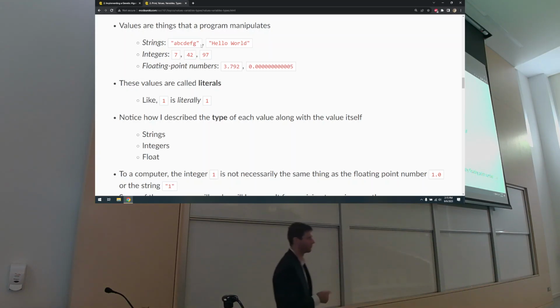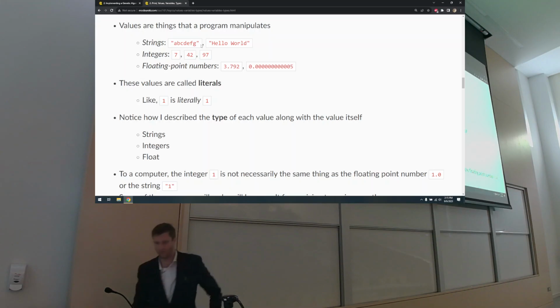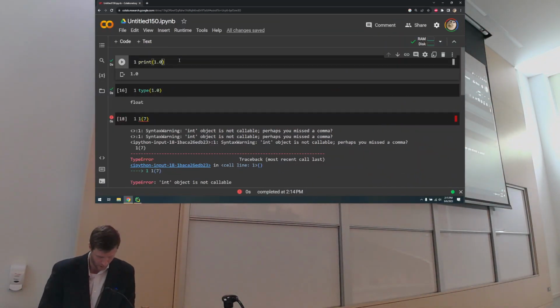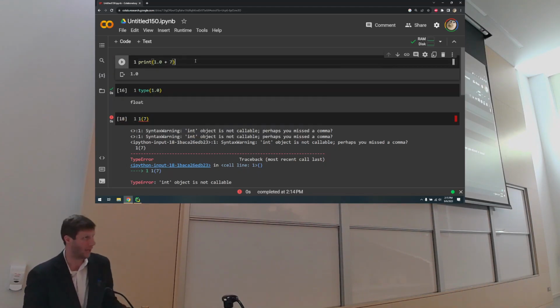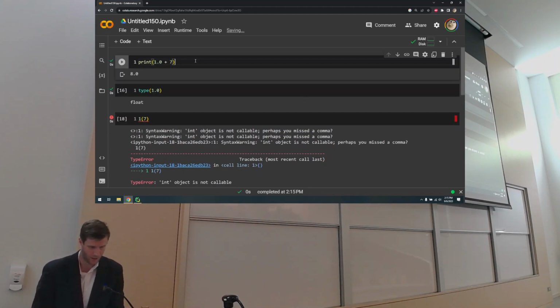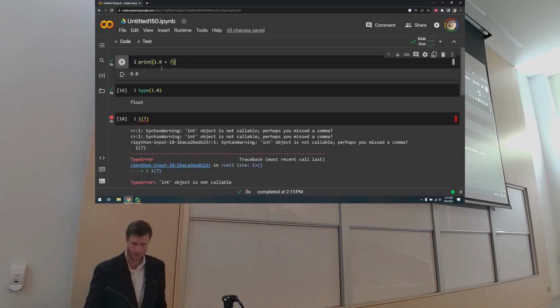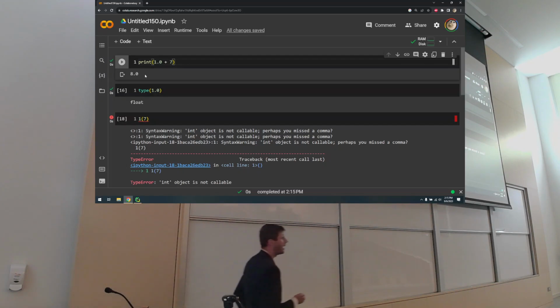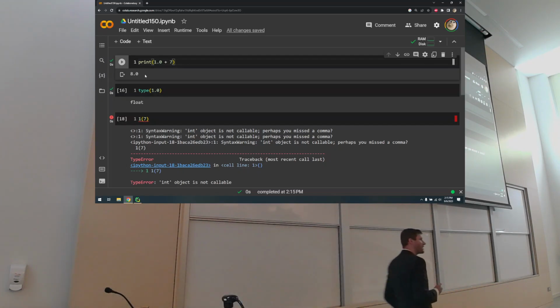They're different. Now, integers and floats aren't too bad. If I print 1.0 plus 7, 1.0 is a float, right? 7 is an integer. If I add these together, we get 8.0. It's a float. It gives me back a float. I know that because it's got a decimal. But it's fine to add those together.